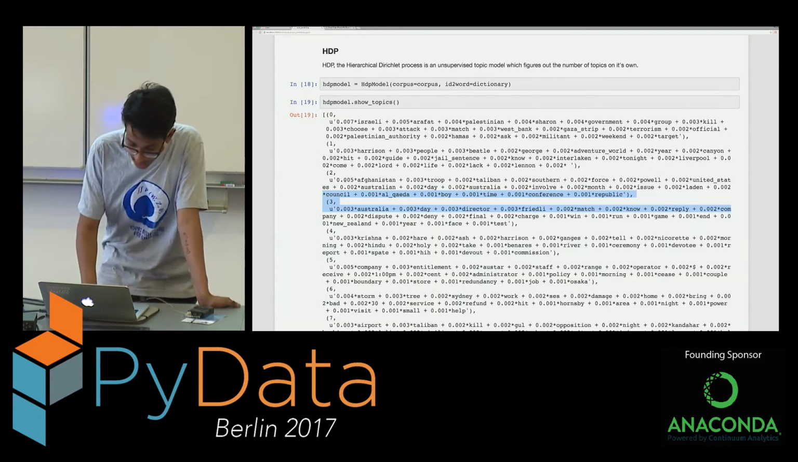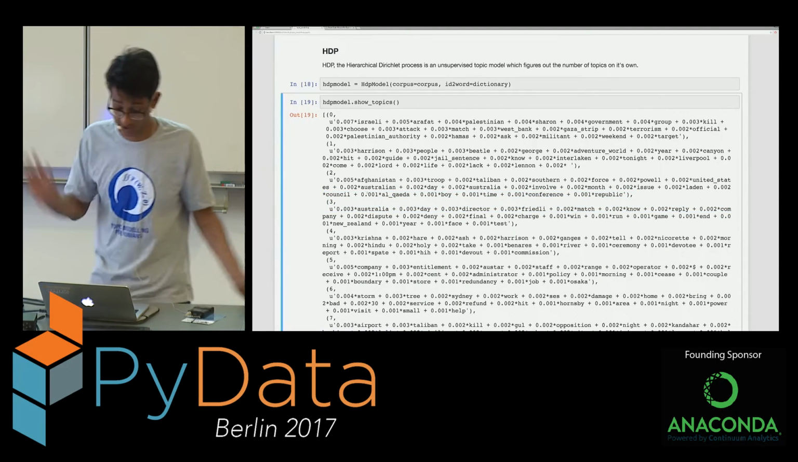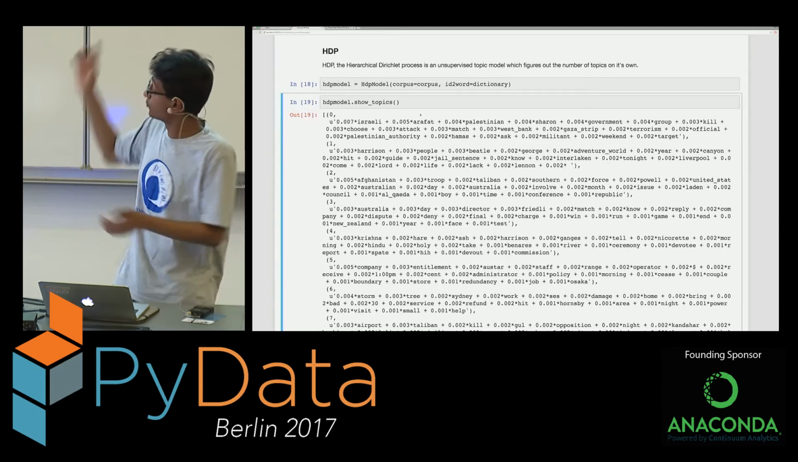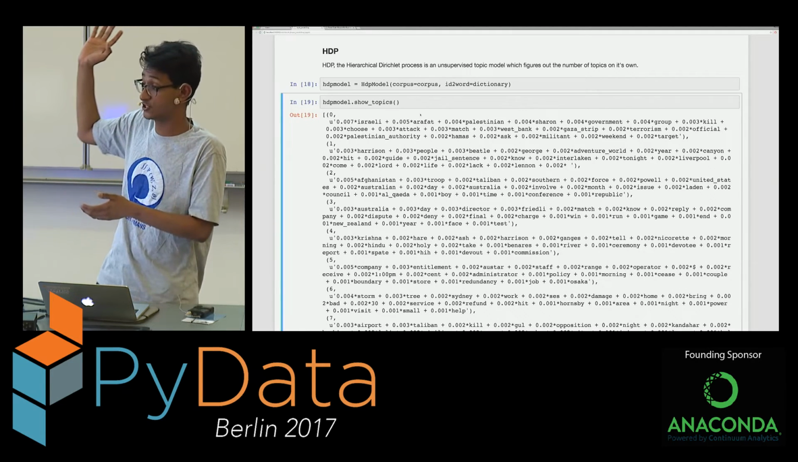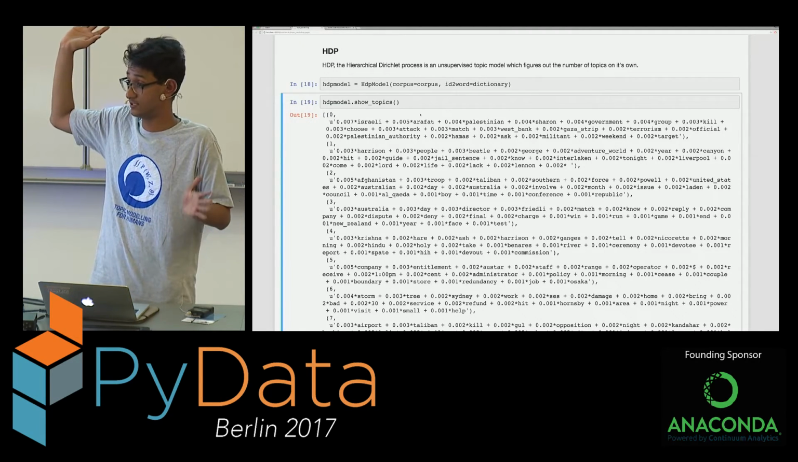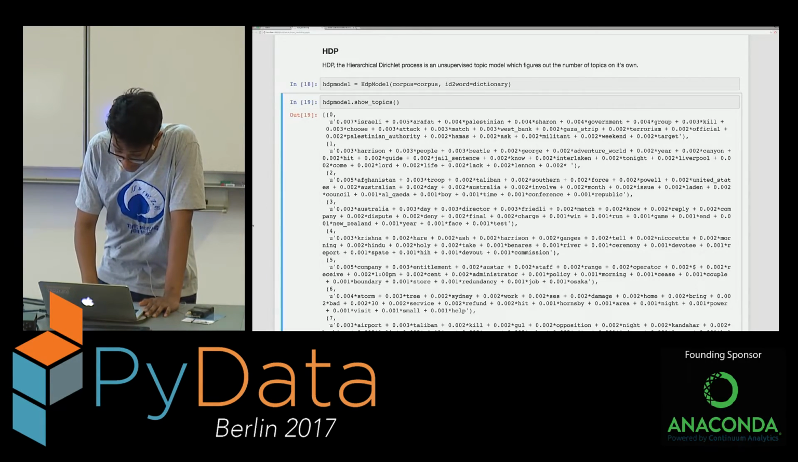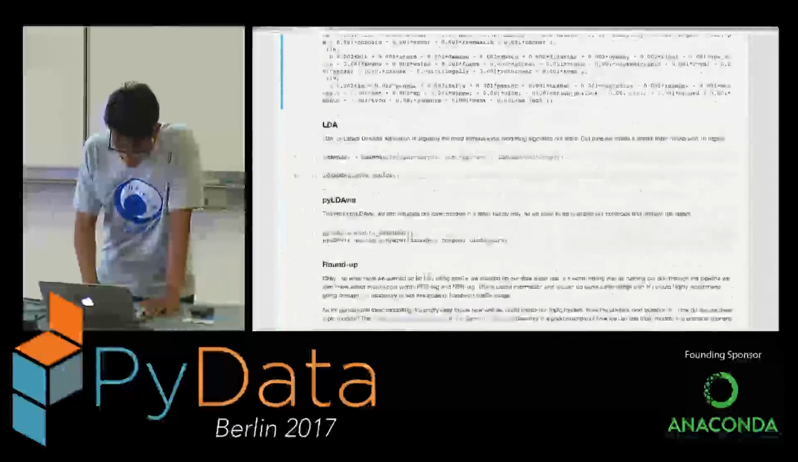Cool. So now, the HDP is the hierarchical Dirichlet process. This is super awesome. If you notice, we only put in the corpus and the dictionary. We could not be lazier. It almost requires no parameters, and it's really neat. Now let's look at LDA.